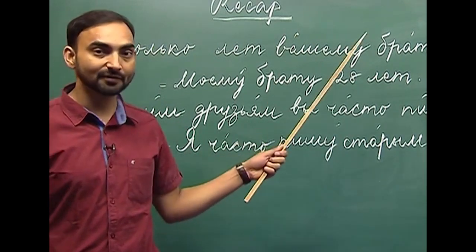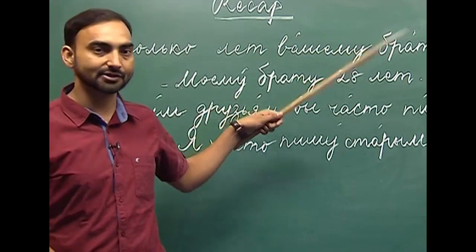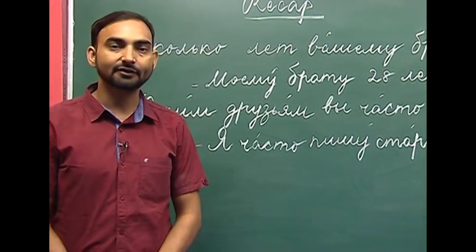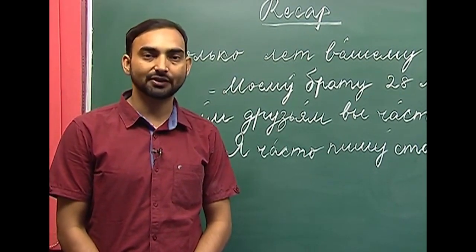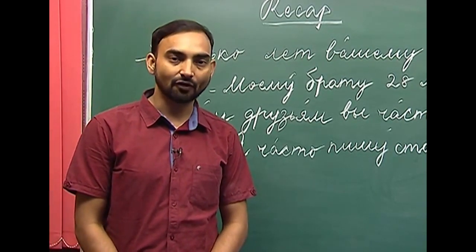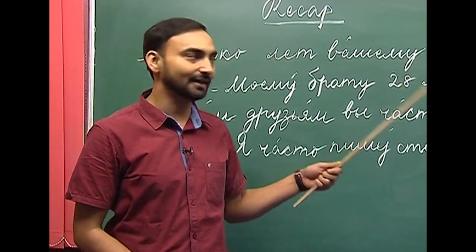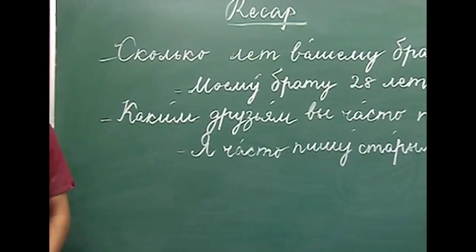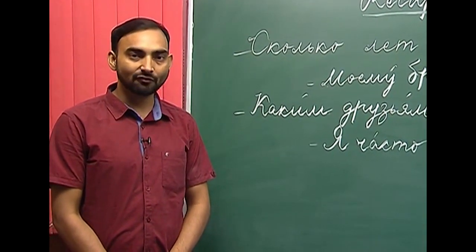So, there are three forms which need to be memorized in order to be able to answer this question. Год has three forms. If the cardinal number ends with 1, we use год. If the cardinal number ends with 2, 3, 4, we use года, and if the cardinal number ends with 5 onwards and 0, we use лет. Год, года and лет.